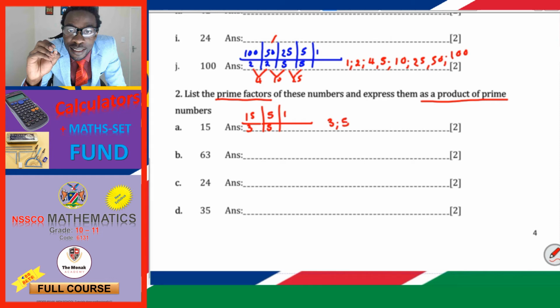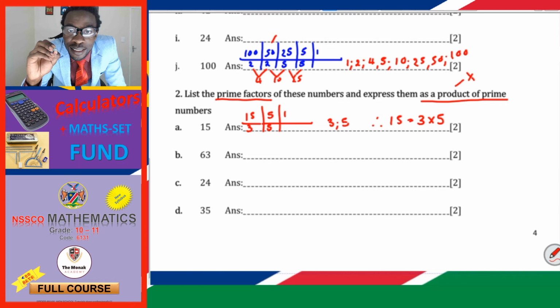And now we want to write 15 as a product. Product means multiply. So we want to multiply the prime factors so that they give us 15. So we know 15 is equal to 3 multiplied by 5. That is expressing as a product of prime numbers because 3 and 5 are both prime.